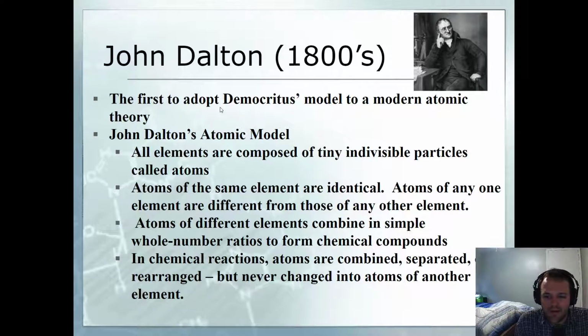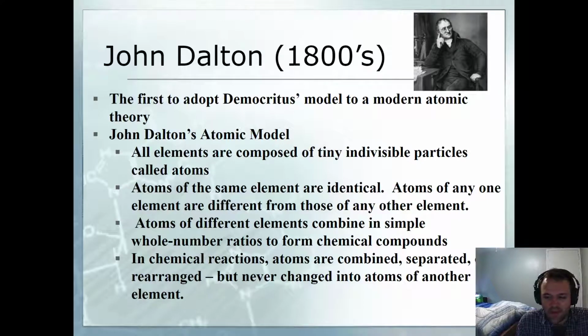So that all atoms of the same element are identical, and atoms of any one element are different from those of any other element. So that's pretty close to true. We'll talk a little bit about why that's not exactly right on the next slide, but he had the right idea in general. And he said that atoms of different elements can combine in simple whole number ratios to form chemical compounds. And that is spot on.